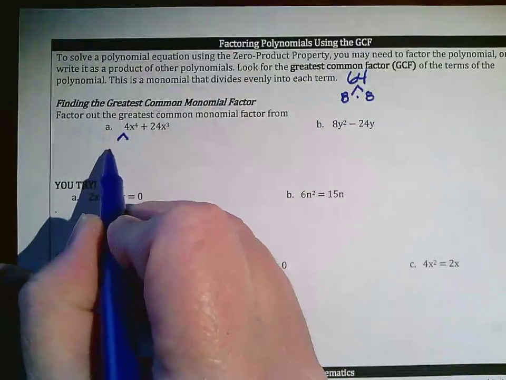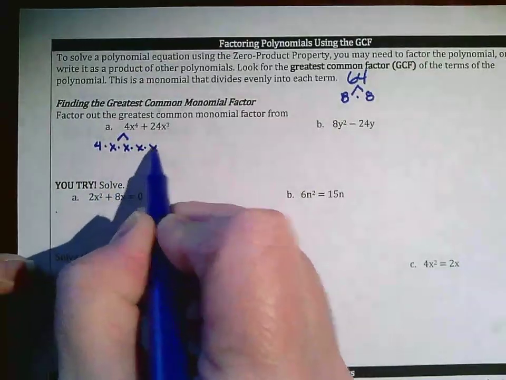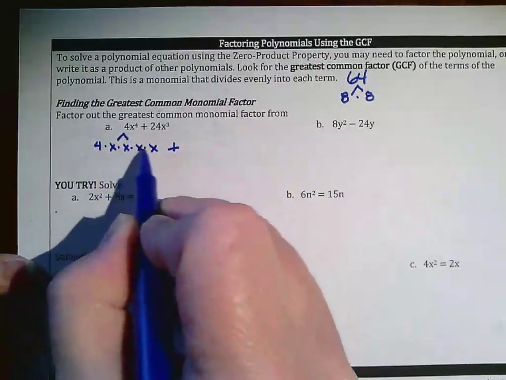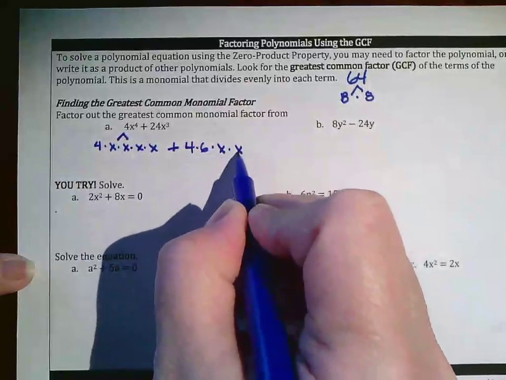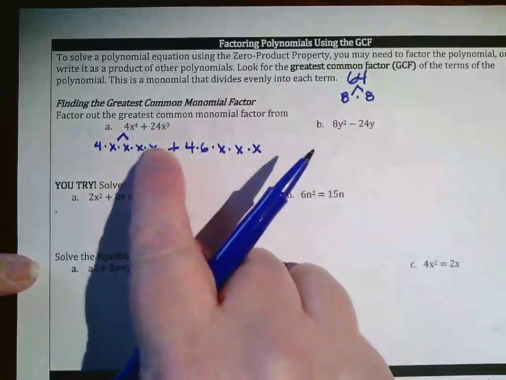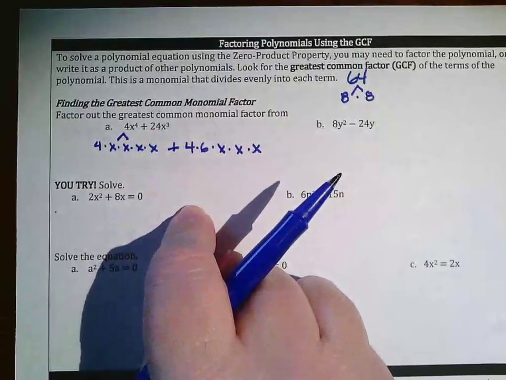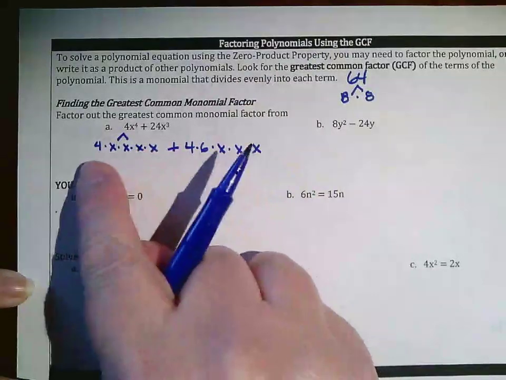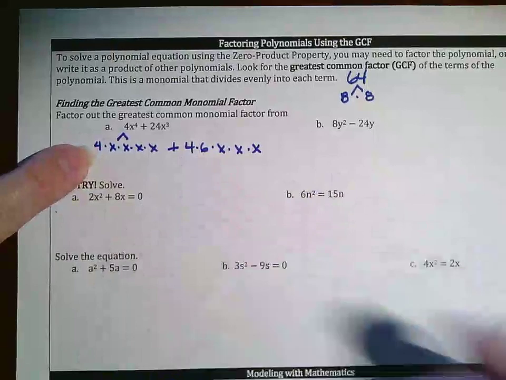But you have 4 times x times x times x times x plus. There's your plus right there. Plus, this is 4x. I'm just spreading it out. Plus 4 times 6 times x times x times x. Now you might wonder how I knew to do 4 times 6. Well, I know that 24 could be 8 times 3, 4 times 6, 2 times 12, 1 times 24. Lots of variations on that. But the reason I chose the 4 times 6 is because of the 4 here. I wanted them to have something in common.